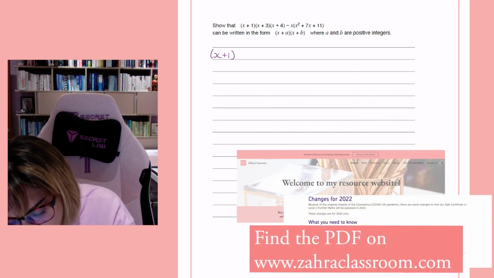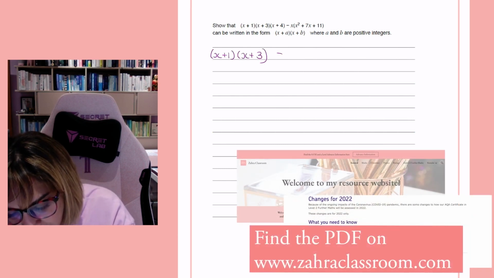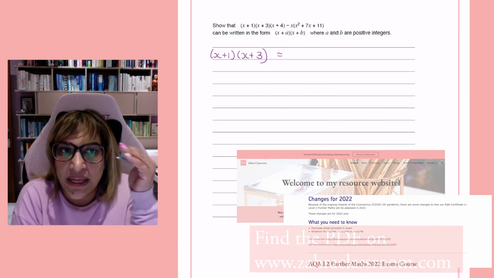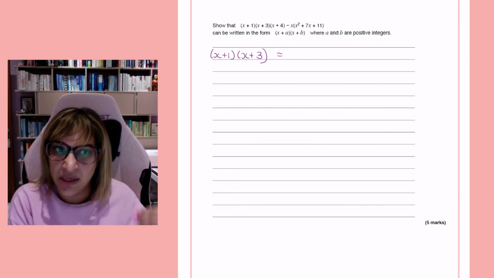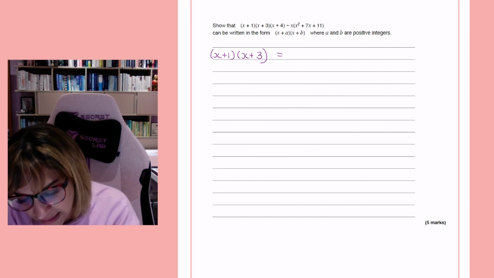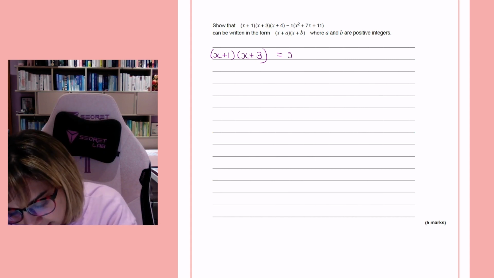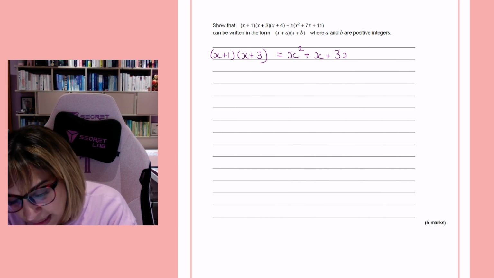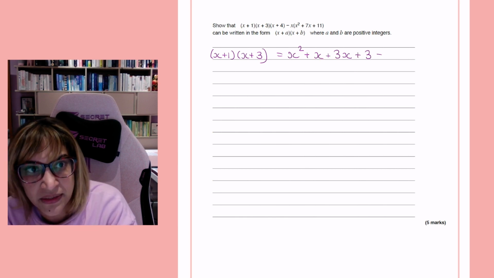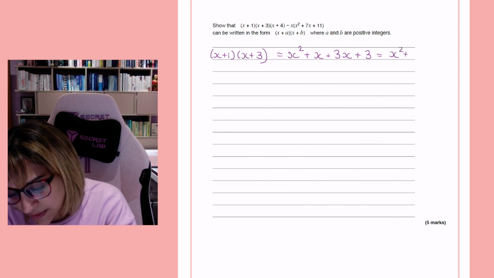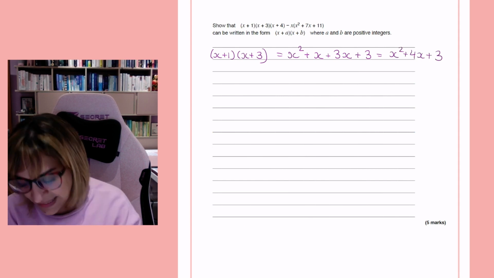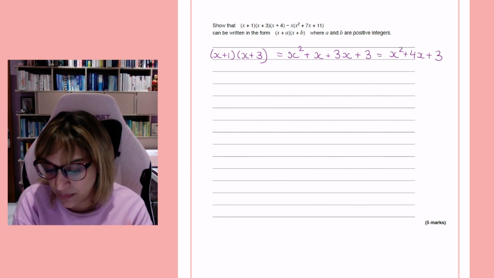So let's take the first 2 terms. And I'd always suggest you make your working super clear, in case you make a mistake, you're getting marks each time you're multiplying out. So if I take these, I've got x times x. So I've got x squared plus x plus 3x plus 3. So altogether, I've got x squared plus 4x plus 3. And out of the 5 marks, that's essentially 1 mark.